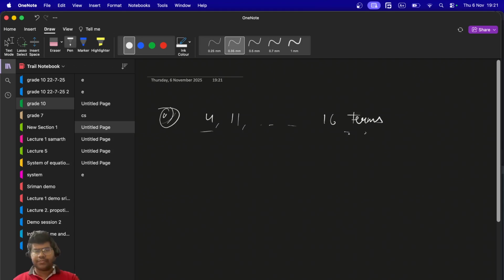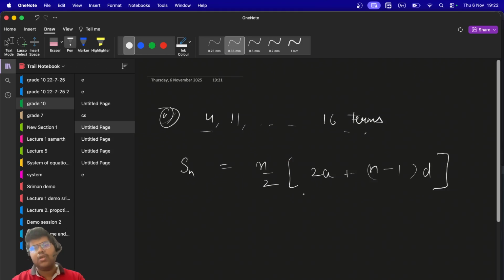So see, there are two things we need to first of all make sure so that we can easily find the sum. We have to make sure that we have the value for the a, we have the value for the d, and we have the value for the number of terms, which is directly given. Right? So three things to be kept in mind. Then we have the formula Sn equals n over 2 times 2a plus n minus 1 times d. Right?